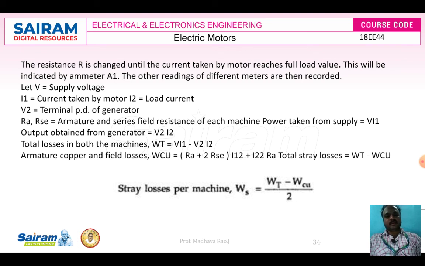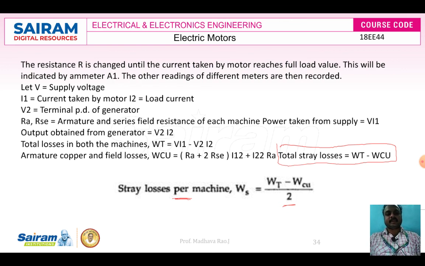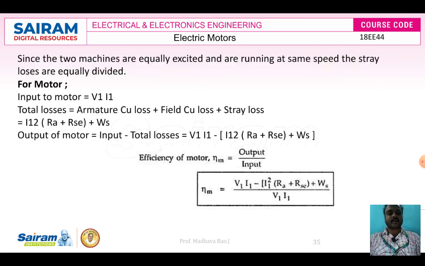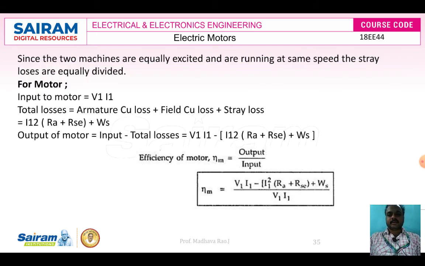Here the total losses in the machines is equal to Wt minus Wcu. Per machine we have to take it by 2. We cannot separate the stray losses since motor and generator are coupled. That's why we cannot separate them.